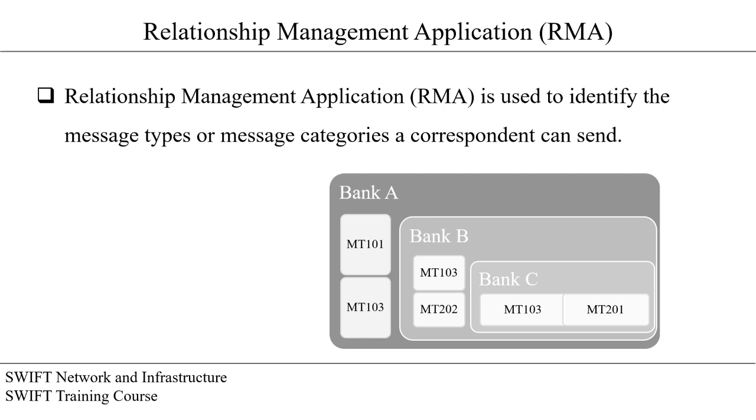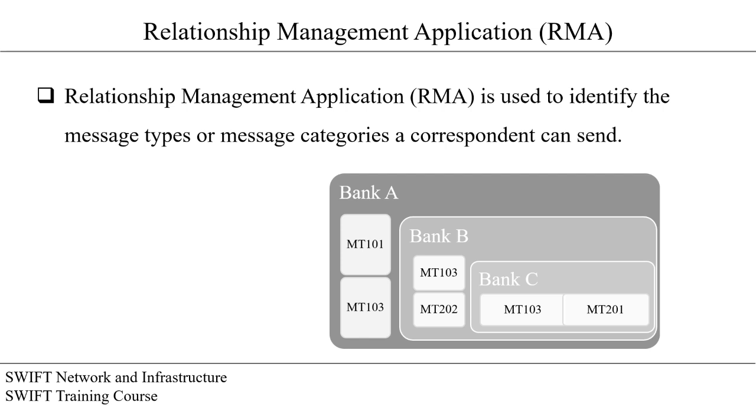Looking at the diagram below, you can see the relationships between Bank A, Bank B, and Bank C. Bank A is exchanging the MT101 and MT103. Bank B would exchange the MT103 and MT202. Bank B can also exchange 101 and 103 with Bank A. Same as Bank C, which could also exchange the MT103 and MT202 with Bank B. Bank C could also send an MT101 and MT103 with Bank A.